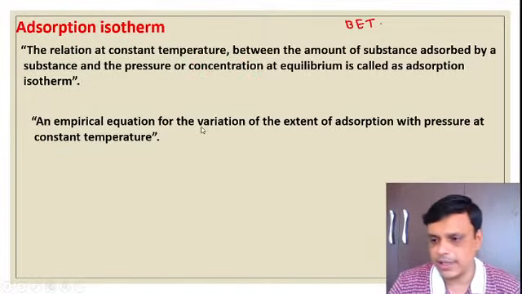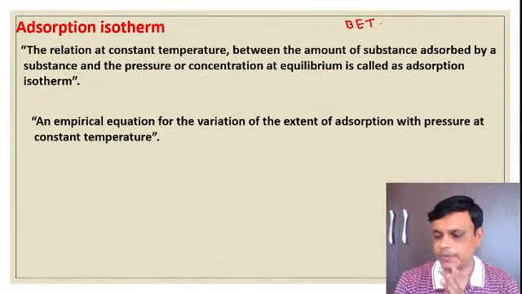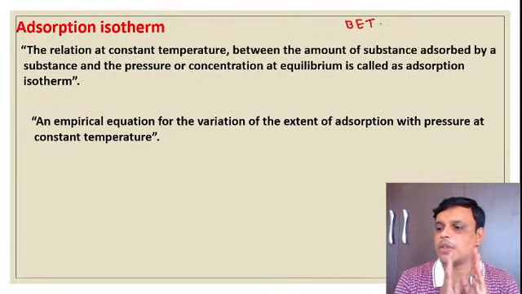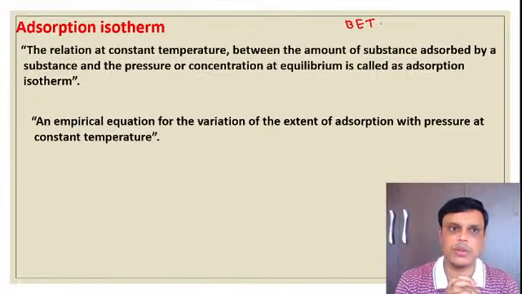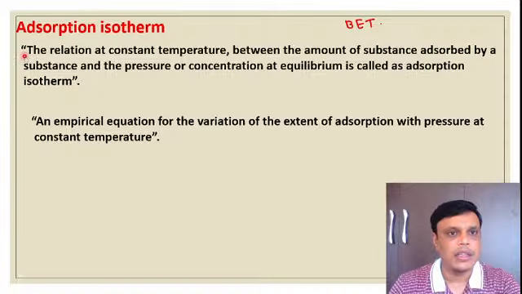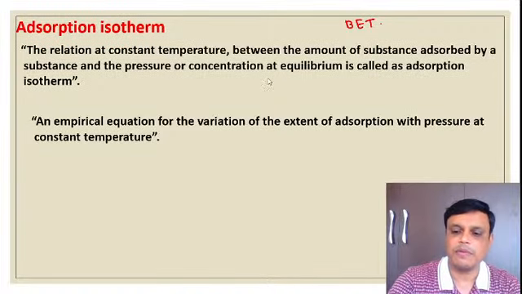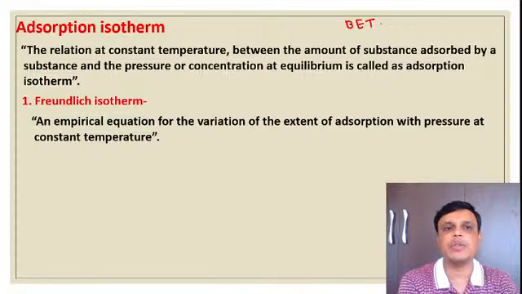So two important points are there: it is a relation at constant temperature and at equilibrium. It is a relation of the amount of substance adsorbed by a solid substance at constant temperature and at equilibrium. So it is called an adsorption isotherm. I will repeat this. The relation at constant temperature between the amount of substance adsorbed by a solid substance and the pressure or concentration at equilibrium is called adsorption isotherm. And the first adsorption isotherm we will see is the Freundlich isotherm.